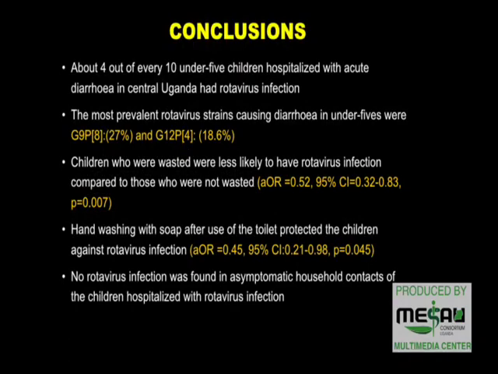So in conclusion, about 4 out of every 10 under-5 children hospitalized with acute diarrhea in central Uganda had rotavirus infection. The most prevalent strains causing diarrhea in under-5s were G9P8 and G12P4. The children who are wasted were less likely to have rotavirus infection compared to those who are not wasted. Hand washing with soap after use of the toilet protected the children against rotavirus infection. And we saw no rotavirus infection in our asymptomatic household contacts.